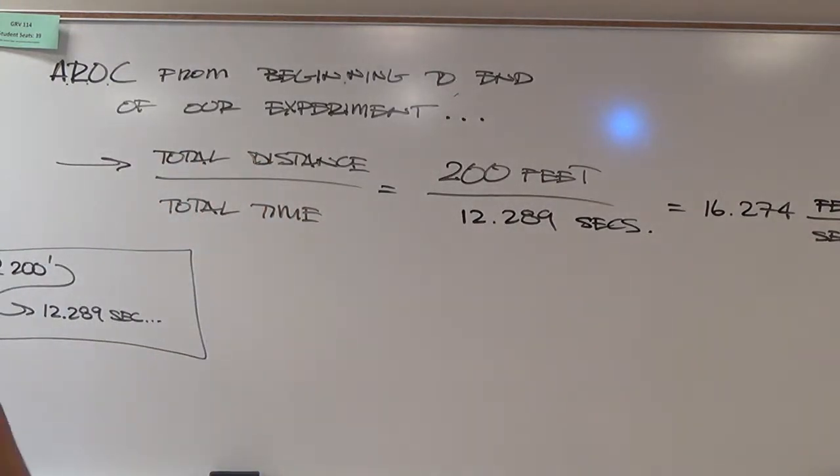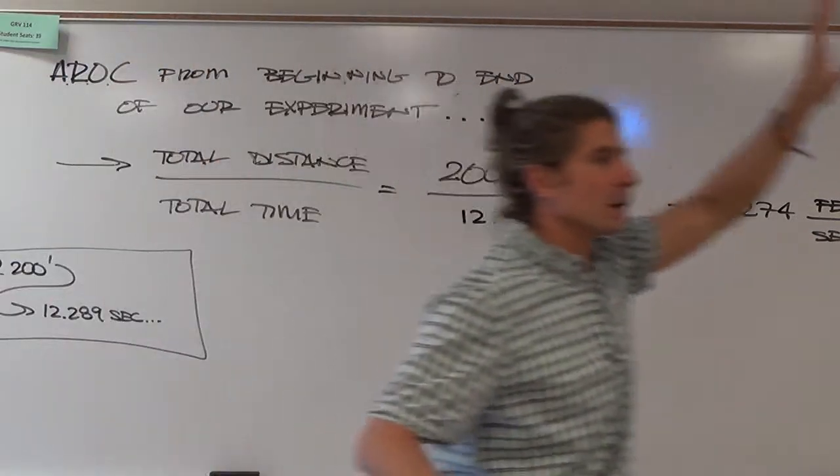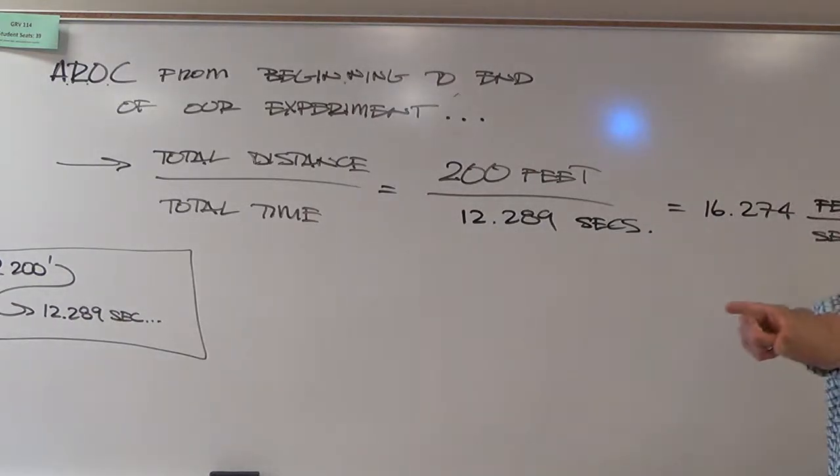Now tell me what that means. 16.274 feet. For every second that I've gone, I've averaged roughly 16 and a quarter feet. I love that. I'm sorry, I saw a hand go up. I apologize. Please, Andrew. I just have a question.